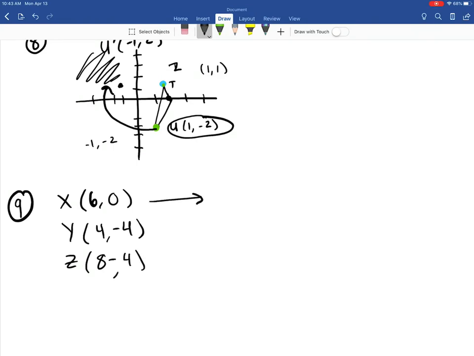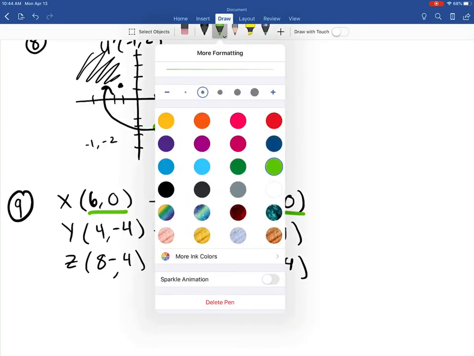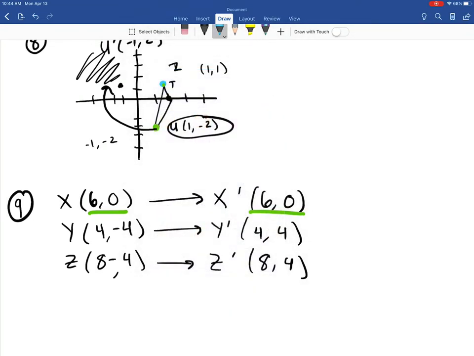Okay, and the new ones, the image: X prime is at 6, 0. Y prime is at 4, 4. And Z prime is at 8, 4. Which statement best describes the transformation? So let's see how our points changed. Well, if I look here, my X and my X prime didn't change. It looks exactly the same. Okay, move on to the next one.